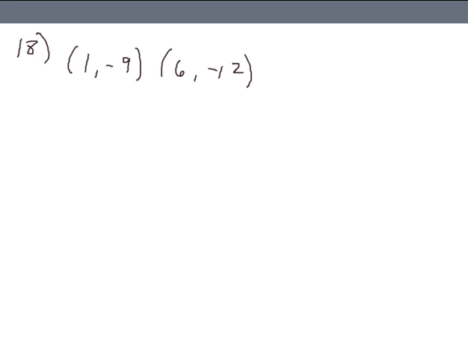Alright, so here in number 18 I have 1, negative 9 and then 6, negative 12. So the first step that you have to do is always label your coordinates. So this guy here is going to be my x1. This is going to be then the y1. This is my second pair, so I'm going to make that x2, and I'm going to make this y2. Okay, and then again, the formula for slope is, let's write it out, y2 minus y1 over x2 minus x1.